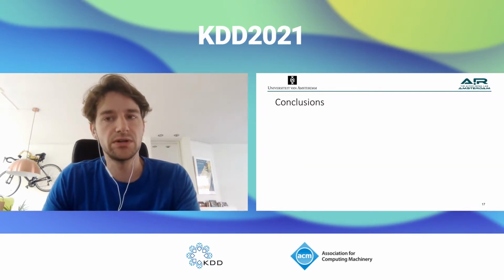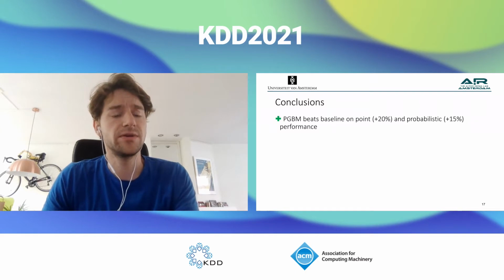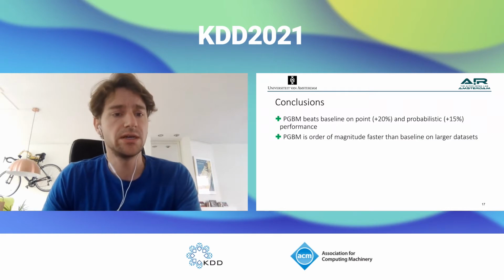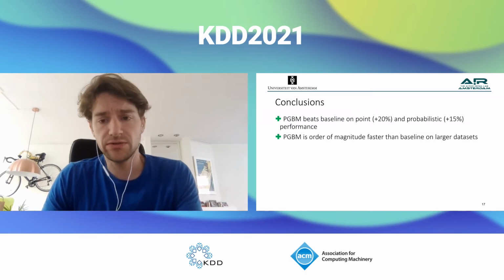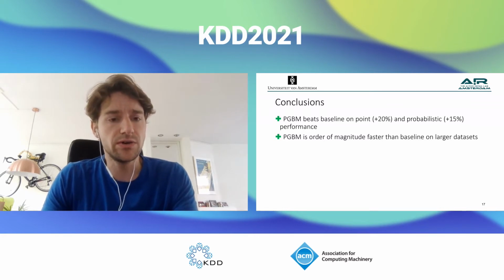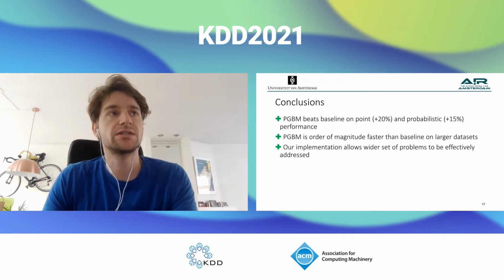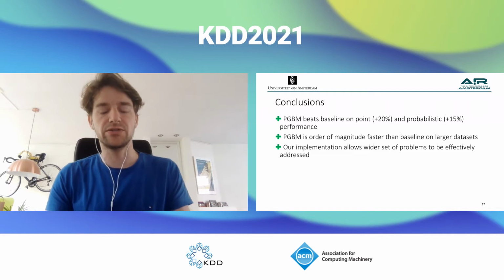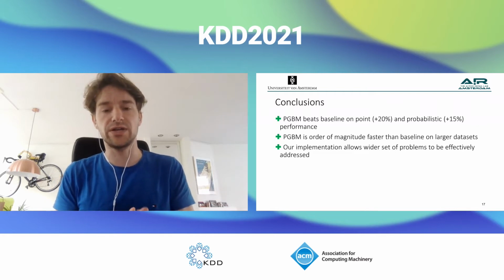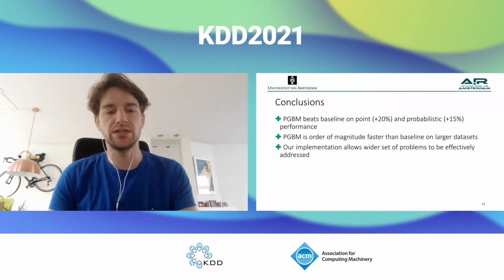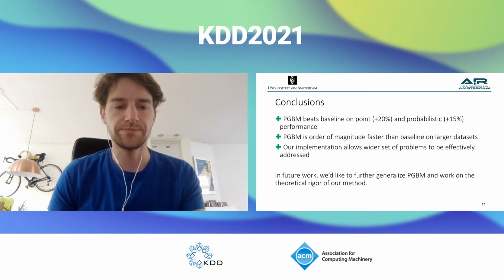So to conclude, first, we've shown that PGPM beats the baseline on both point and probabilistic performance. It is an order of magnitude faster than the baseline on larger data sets, so it's really suitable for these larger scale regression settings. And our implementation allows a wider set of problems to be effectively addressed, because we don't need to calculate an analytical gradient and Hessian, as is necessary in existing gradient boosting packages. We can use much more complex loss functions, opening up a wider set of problems.